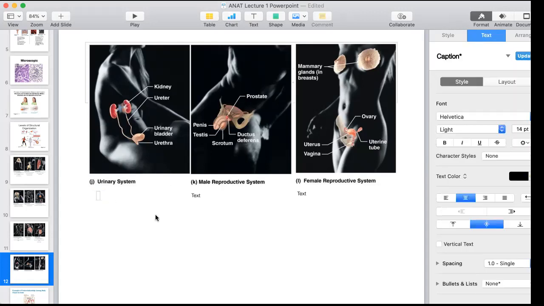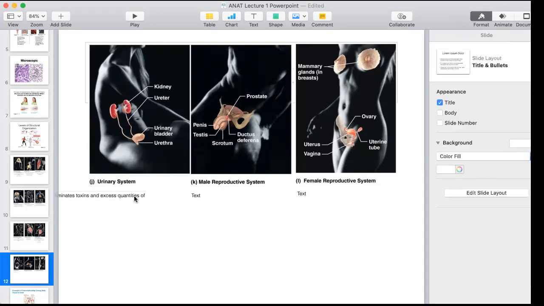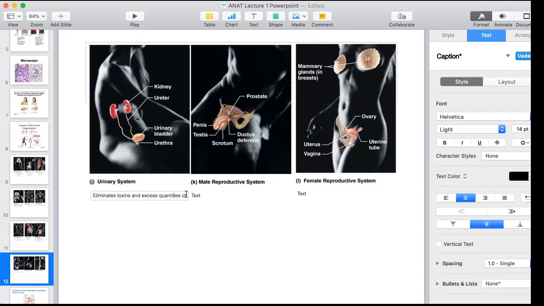All right, but anyways, the urinary system is extremely important. I cannot talk enough about the urinary system, also known as the renal system. Lots of stuff to talk about, but basically what it does is it eliminates toxins and excess quantities of chemical compounds.